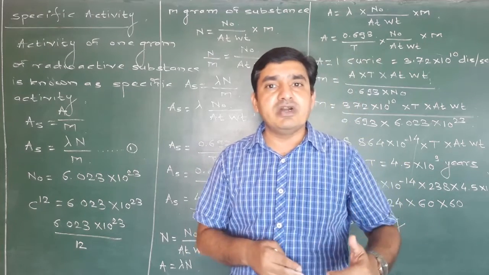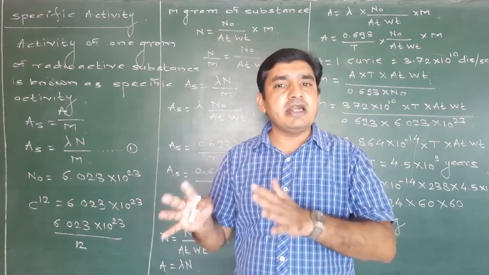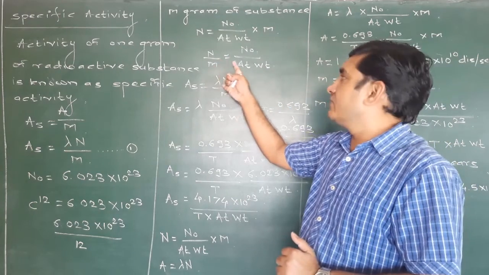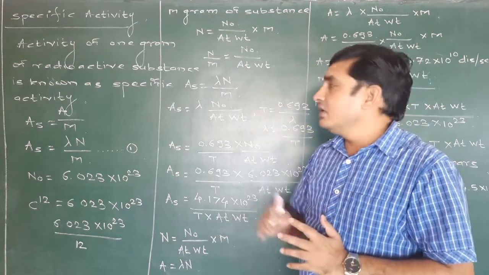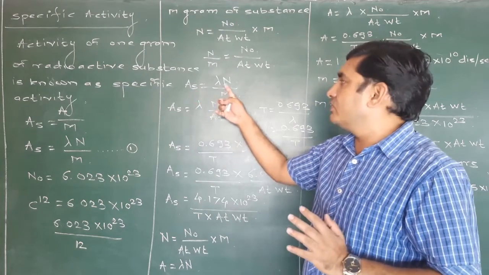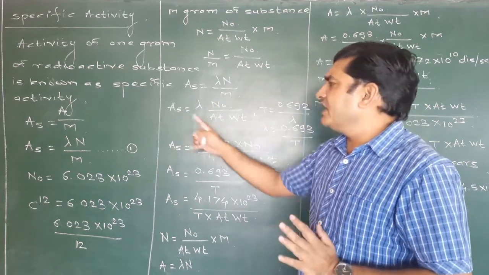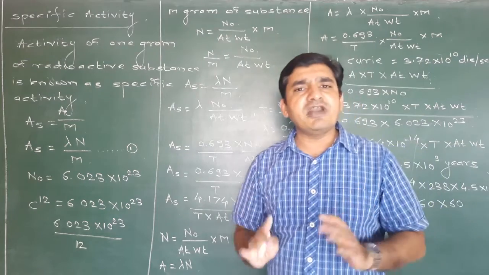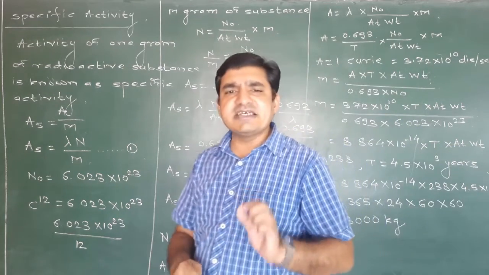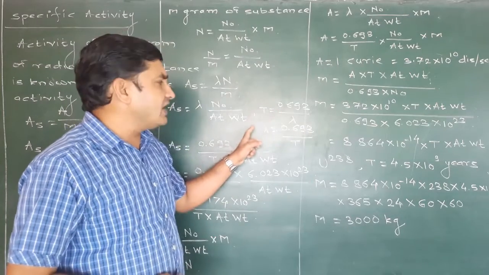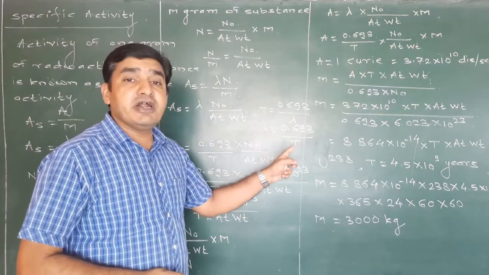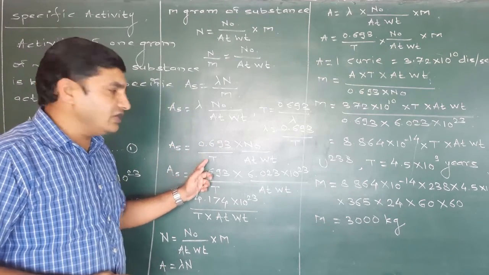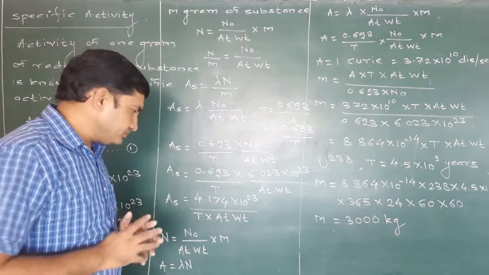number of atoms N is equal to N0 divided by atomic weight into m, and therefore N upon m is equal to N0 divided by atomic weight. But specific activity AS is equal to lambda into N divided by m, and therefore AS is equal to lambda into N0 divided by atomic weight. Here we know that the half-life T is equal to 0.693 divided by lambda, and therefore lambda is equal to 0.693 divided by T, and therefore specific activity is 0.693 divided by capital T into N0 divided by atomic weight.